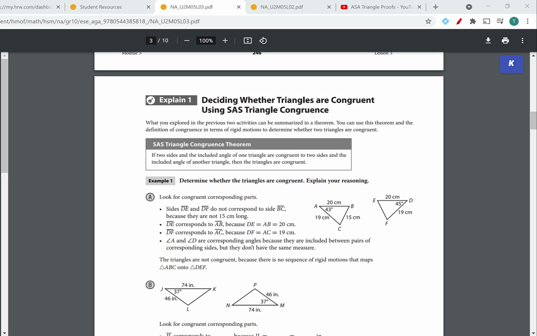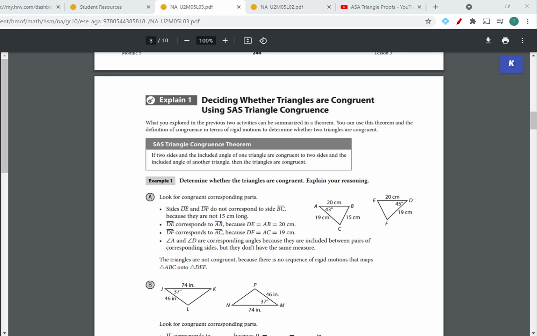All right, the top of page 247. So in 5.3, we're going to talk about basically the inverse of what we talked about in the previous section. In the previous section, we talked about proving triangles are congruent by angle, side, angle. That was two congruent angles and one congruent included side. Here we're going to talk about side, angle, side. So that's two sets of congruent sides where the included angle is congruent in both triangles.